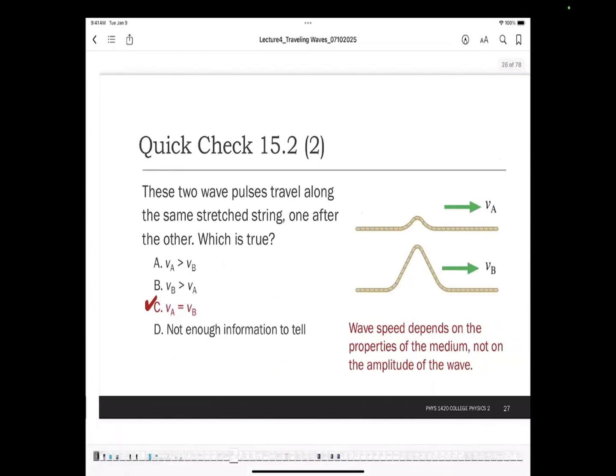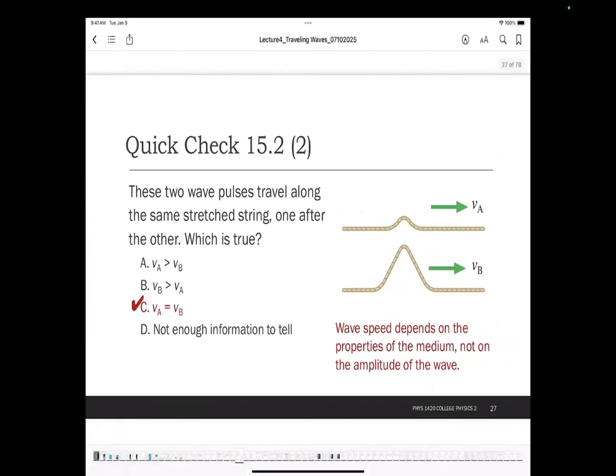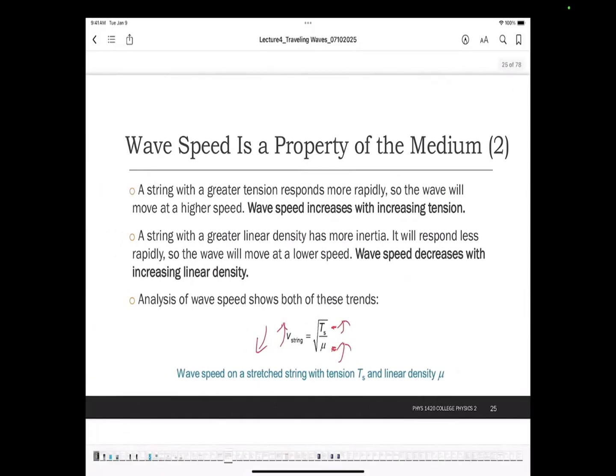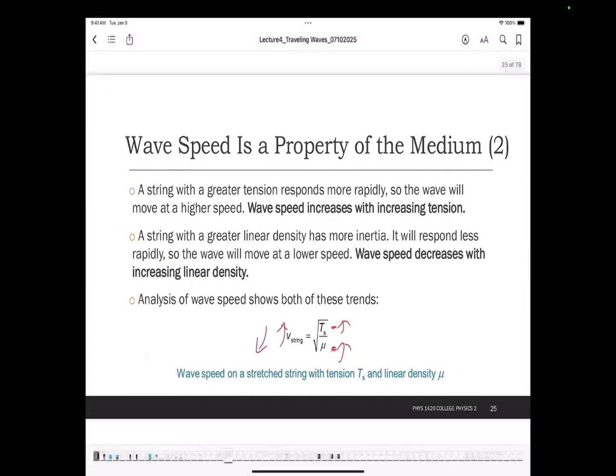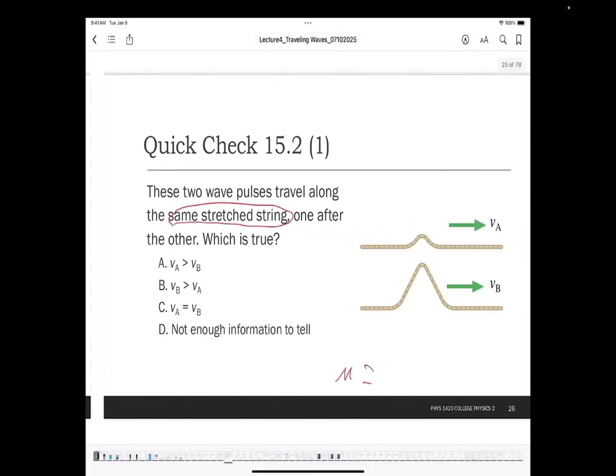I think it's easier to get. It is equal, because wave speed depends on the property of the medium, not on the amplitude of the wave. Even if this amplitude is much bigger than this one, because this is the same string, the velocity is the same. The velocity only depends on the tension and the linear density. Okay, does that make sense to you?